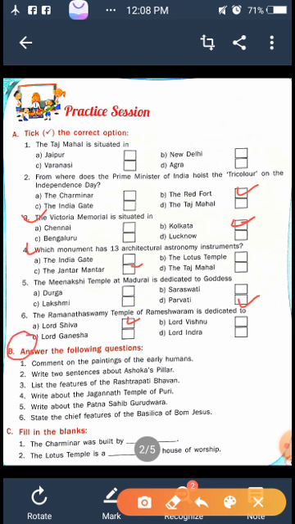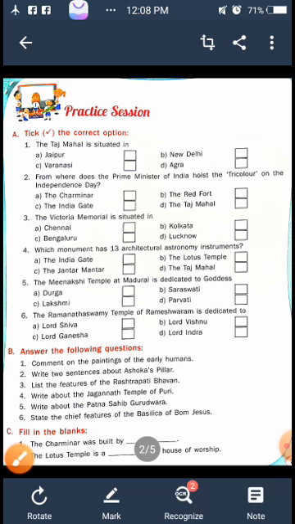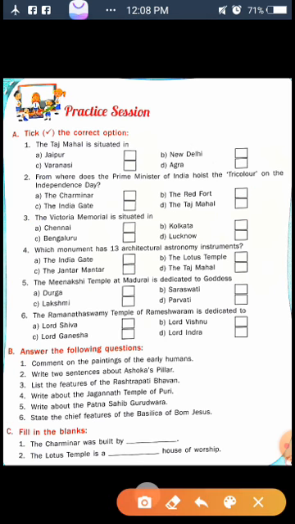Okay. The next, number B. Answer the following questions. There are 6 questions, so we will do this one later. Then come to question number C. Fill in the blanks.